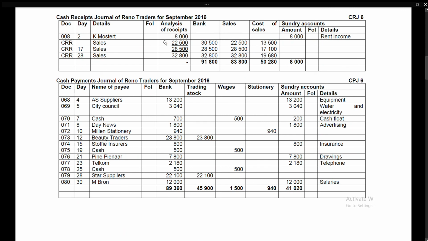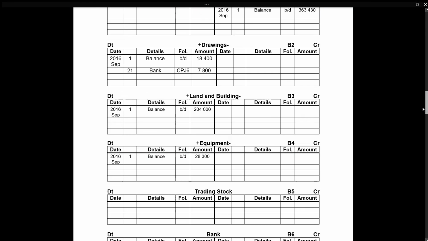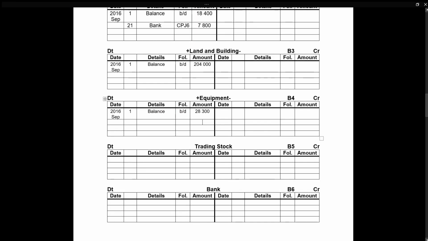I can see cash received journal. I did not sell any equipment. Cash payment journal. Let's see if we bought equipment. We did on the 4th. We bought equipment to the value of 13,200 Rand. Let's go and fill that in.